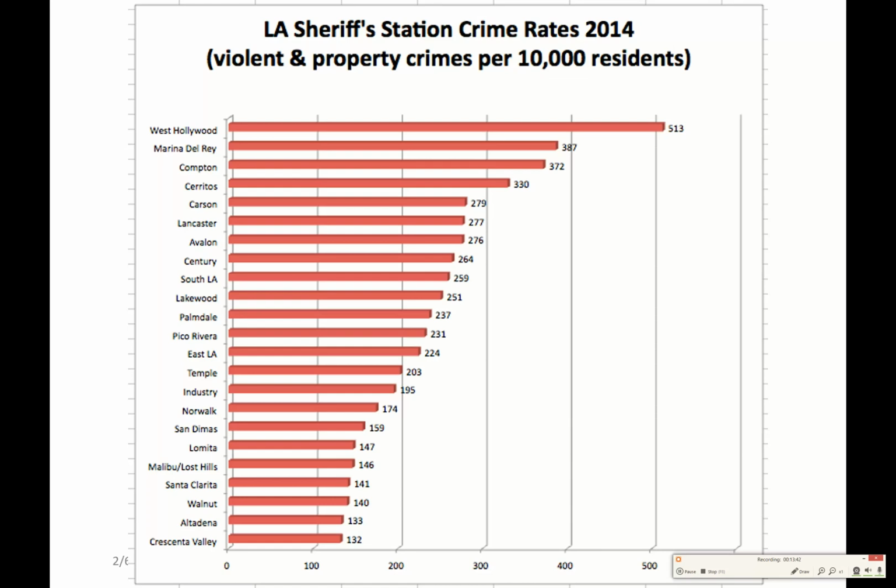So I guess the good place to live is Crescenta Valley, wherever that is. Does anybody know that place? Crescenta Valley? Probably why it's a very low crime rate. Nobody knows about it. Nobody goes there. I don't know who lives there. Good to know.